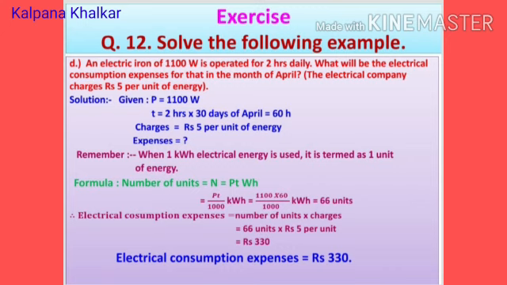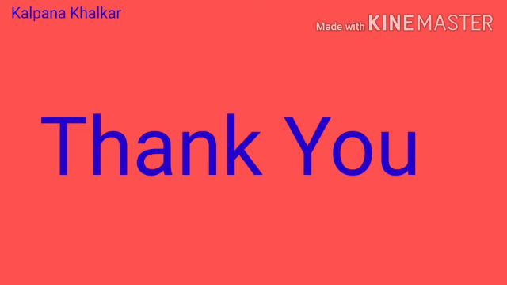to 66 units. Therefore, electrical consumption expenses is equal to number of units into charges, equal to 66 units into rupees 5 per unit, which is equal to rupees 330. Therefore, electrical consumption expenses is equal to rupees 330.